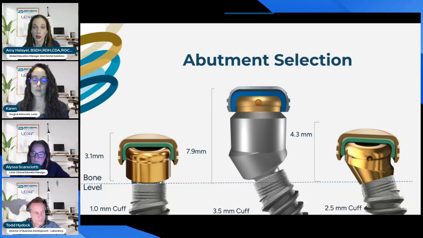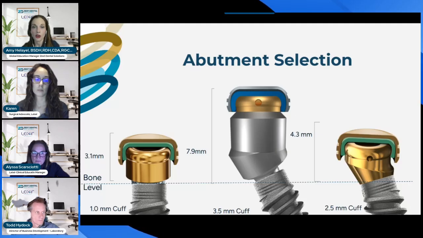Then we see in the middle, if we have to correct some angulation, we do have the option of adding an MUA, or a multi-unit abutment, on top of the implant, adding a collar, and then adding a locator on top of that. As you can see with the image, it does increase the amount of restorative space used by the componentry.